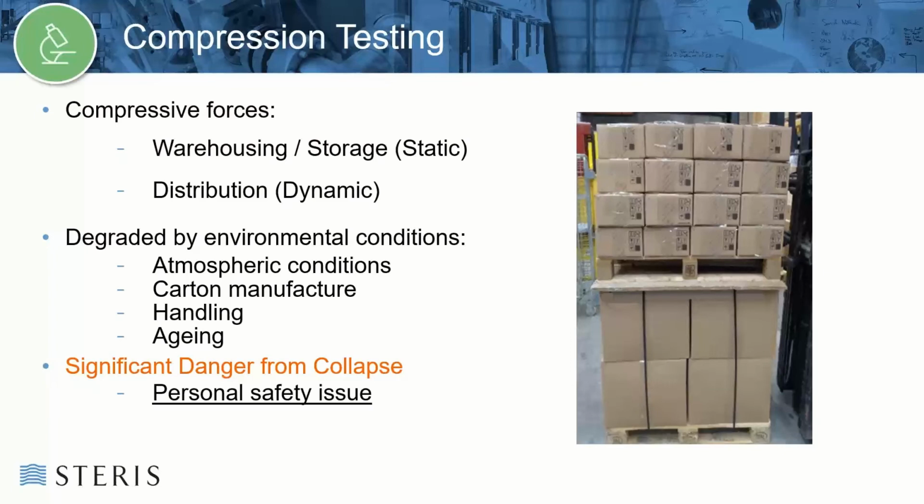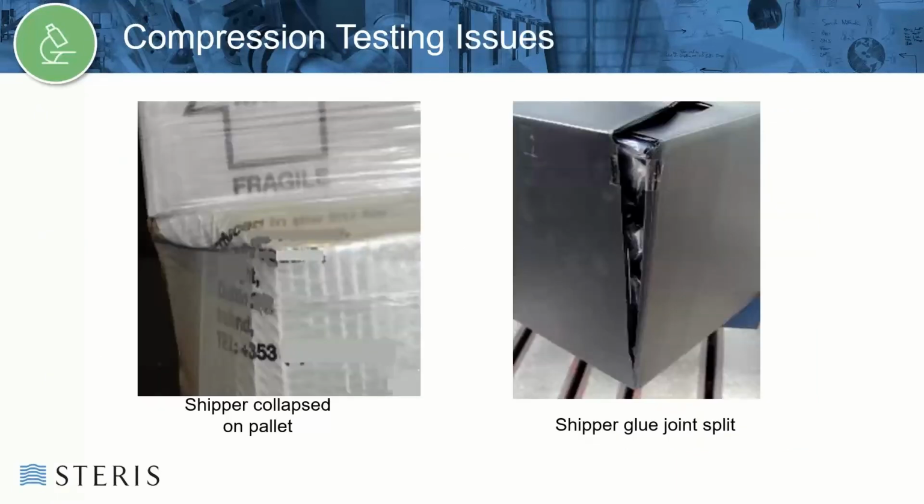There is some risk during this test because these pallets can collapse and cause potential safety issues. So that's one thing you've got to be careful about as you're doing this type of testing. Some of the common issues seen during this testing: you can see the shipper collapsed under the compressive forces, and then you can see boxes splitting, such as the picture here.